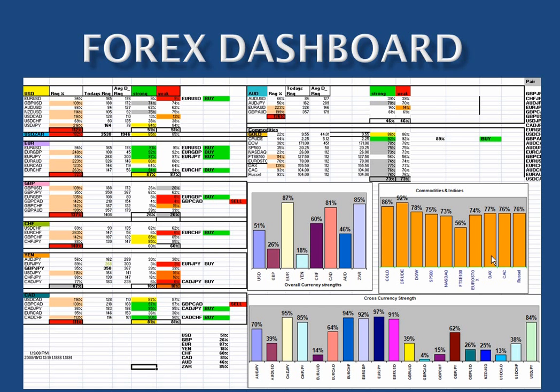In addition to that, you've got to also look at what's happening in the commodity and stock markets, because all the markets are closely interrelated and have an effect on each other. And that's what the Forex Dashboard does at the end of the day. It incorporates all facets of markets incorporated into one easy-to-use interface.